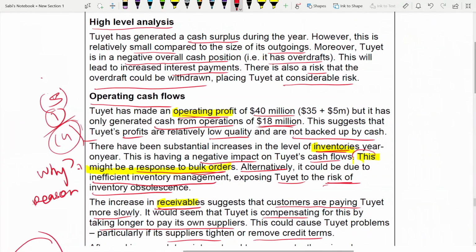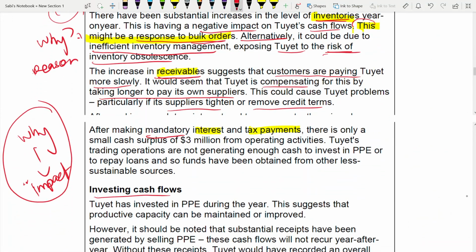Understanding? So 3. Make sure that you write the number also. It's better if you can put that one number in your description also. It shows you have understood everything. So it's a small, use adjectives. Okay? Huge, big, significant, small. These adjectives will help you a lot to build up your answer. So small cash surplus of 3 million.